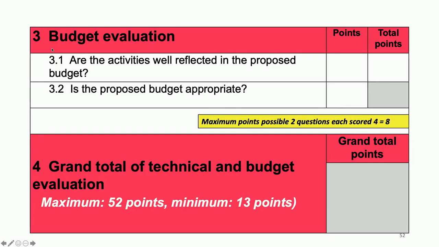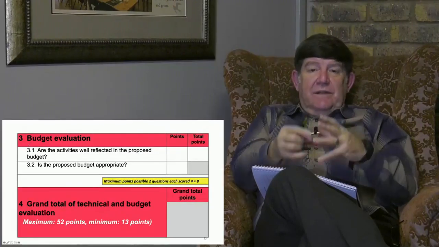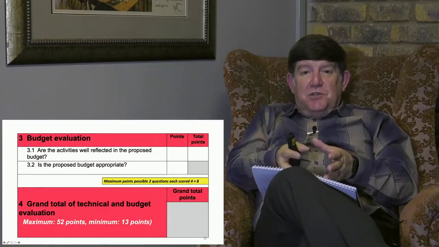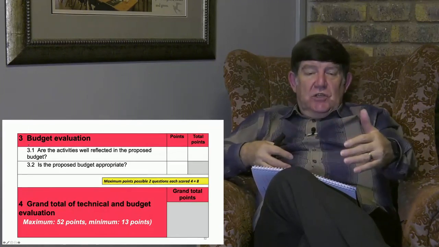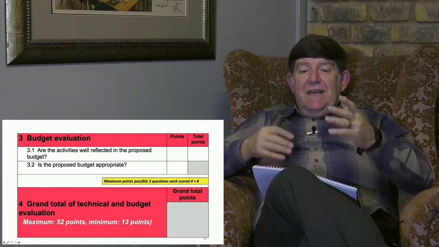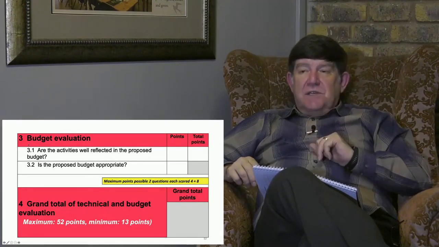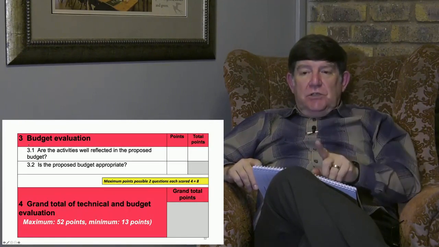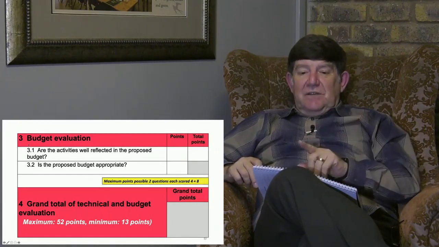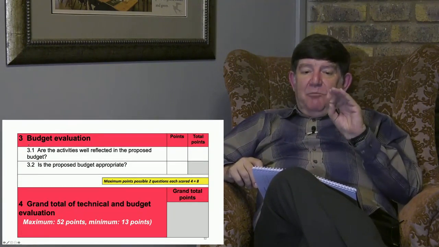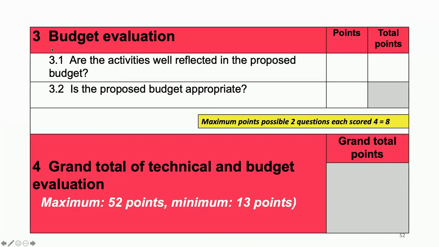3.2 looks like a very simple question. Is the proposed budget appropriate? We're looking at the activity as a whole, the results to be achieved, the activities to be implemented, the cost to implement those activities. Is it appropriate for what you want to achieve? It's not a yes-no question. Is it good or is it excellent? Maximum score of 8.